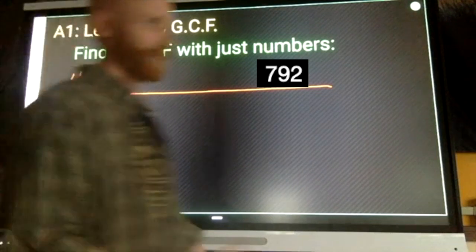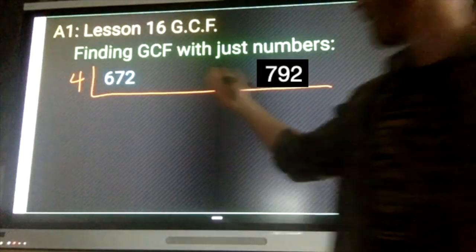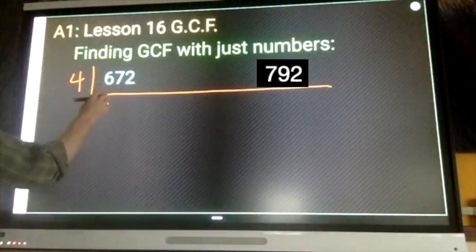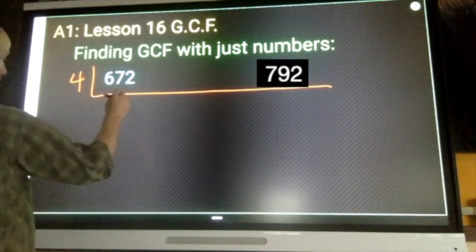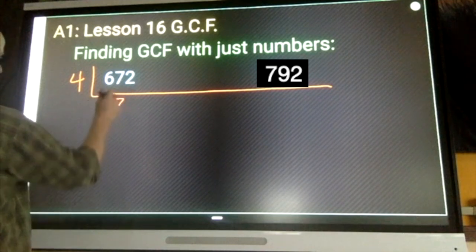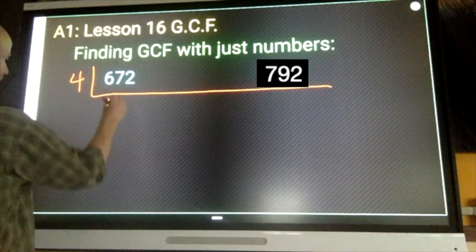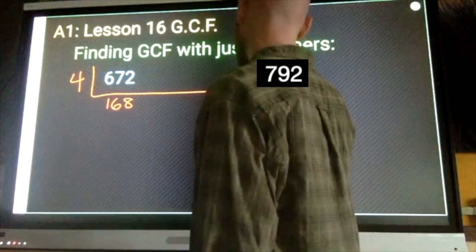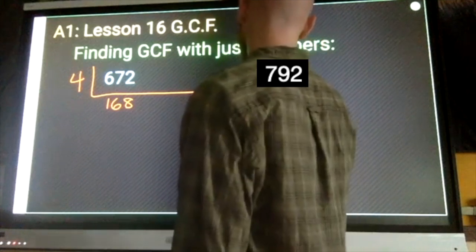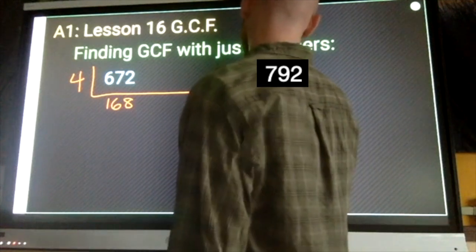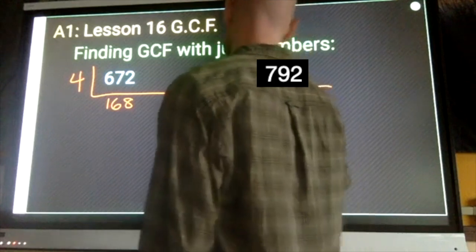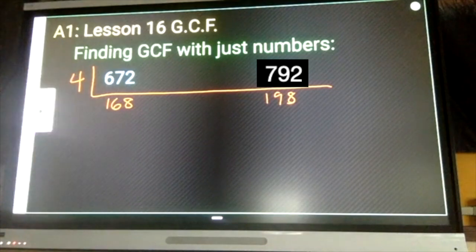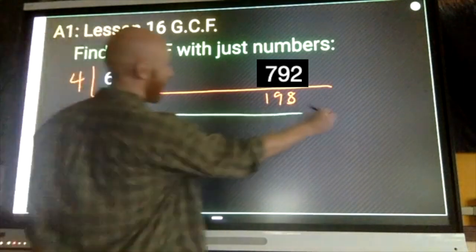All right, and you could use a calculator if you need to, or do what I do, right? So 4 goes into 672, 168 times. 4 goes into 792, 198 times. All right, step 1 done, step 2, ask the same question again.